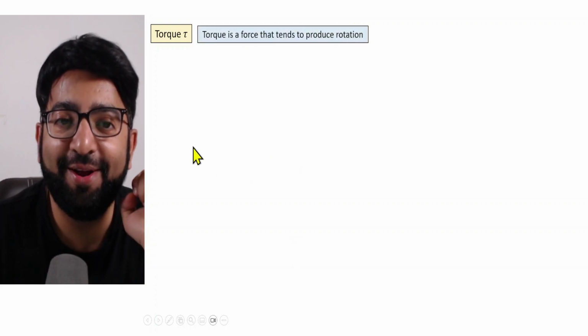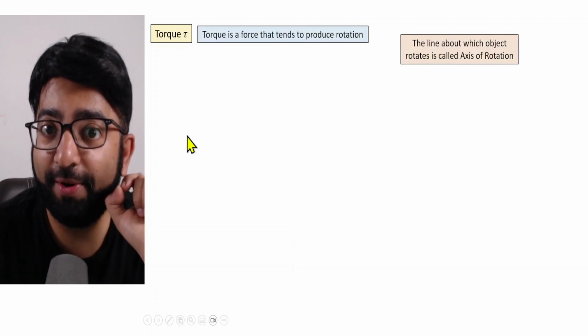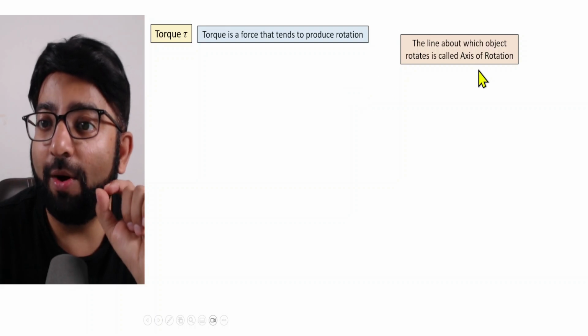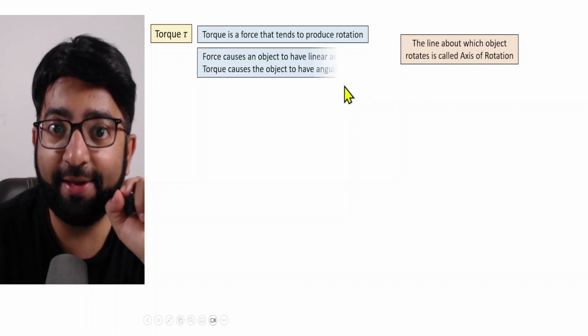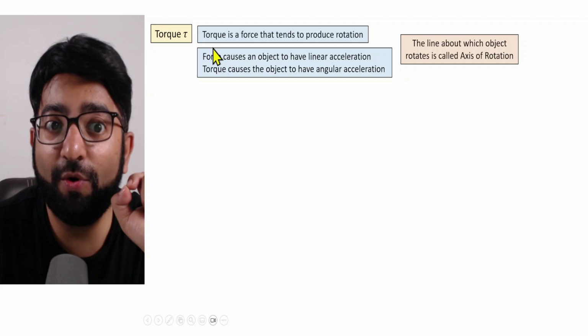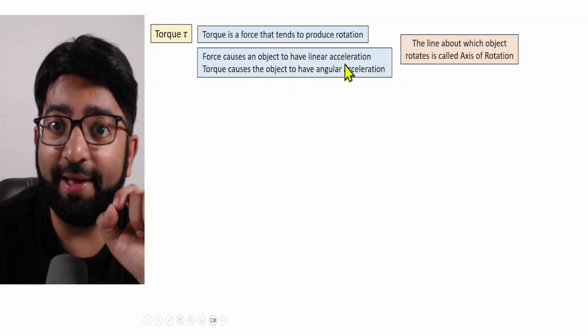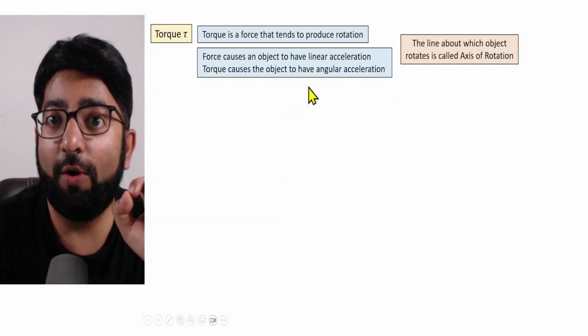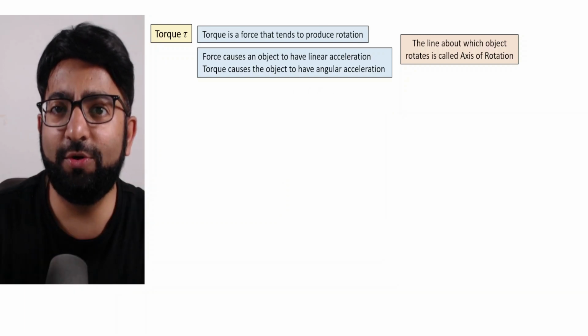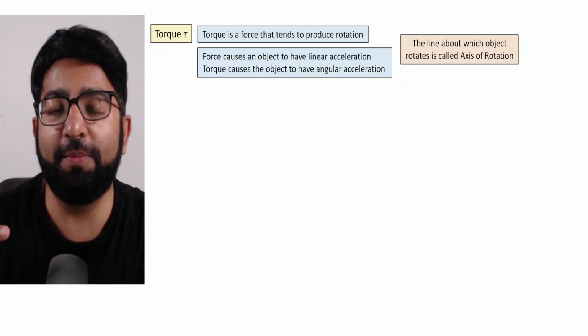So, what is torque? Torque is a force that tends to produce rotation, and the line about which the object rotates is called the axis of rotation. And just like force, which causes an object to have linear acceleration, torque causes the object to have angular acceleration. So, torque basically just rotates an object.